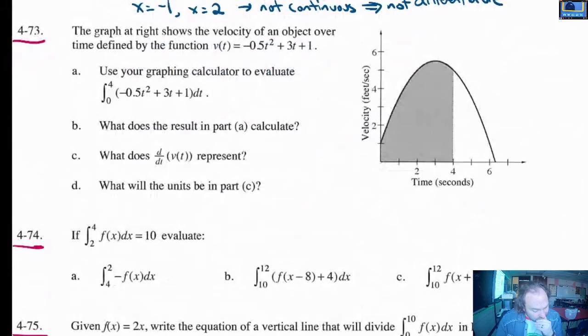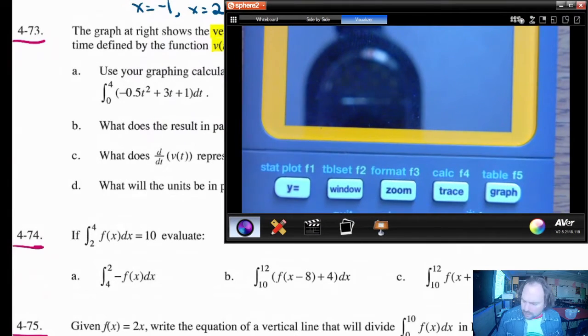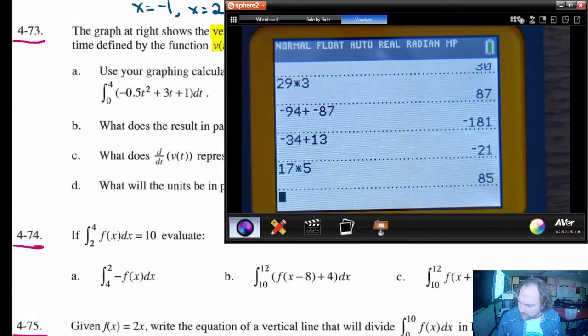473, the graph right here shows the velocity of an object over time defined by this function. We're going to use our graphing calculator to evaluate the integral. Let's go for it right now. Calculator cam, summoned to the job. Here we go. All right, turn that puppy on, clear out whatever's there.